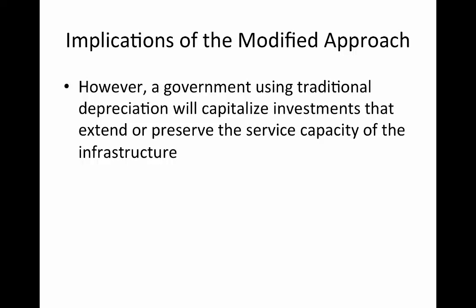This is something that you obviously need to pay attention to, particularly if you're comparing states, because either 23 or 24 of the states use the modified approach to report some of their infrastructure assets. Primarily, they're reporting highway assets and bridges.